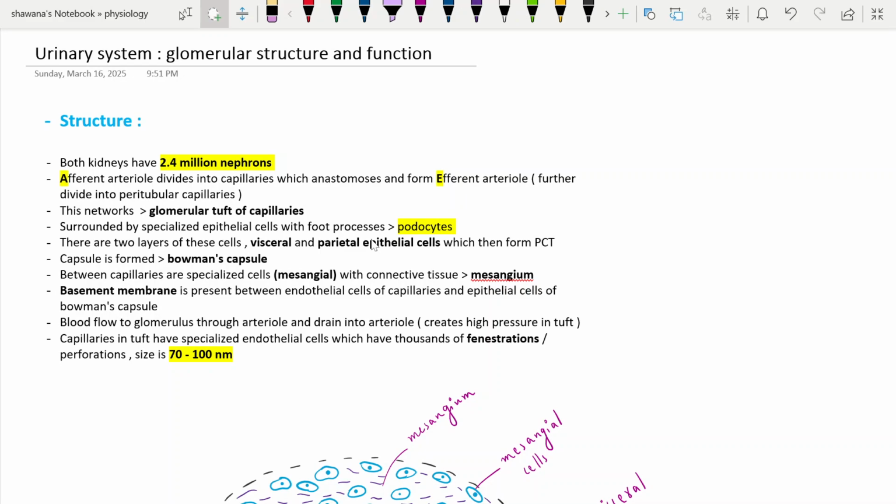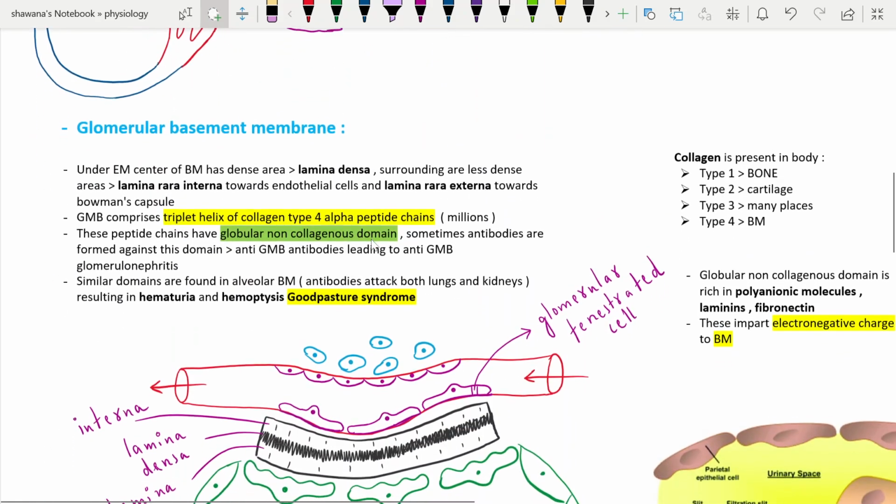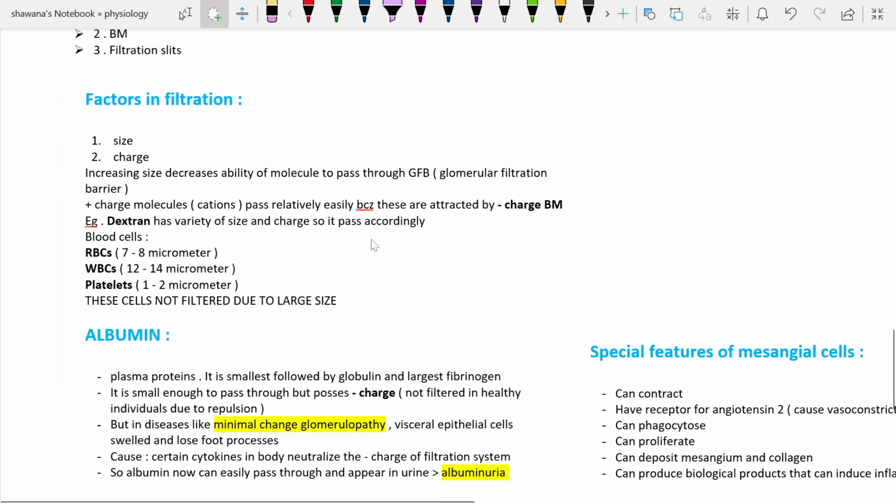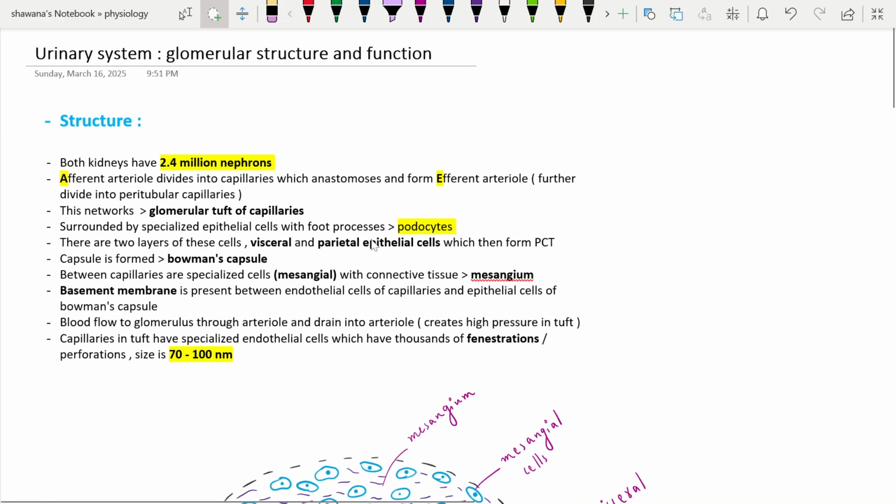Good evening, guys, and today I will discuss the glomerular structure and function, and this is physiology. We will also discuss the glomerular filtration rate, the basement membrane, and the factors in the filtration. Okay, so first of all is the structure of the glomerulus.